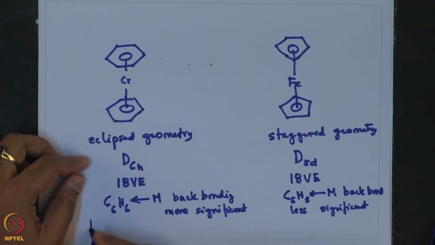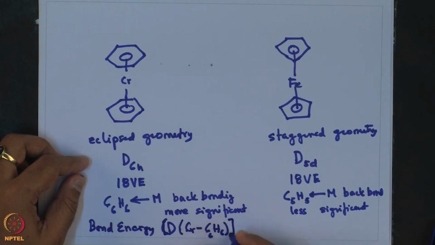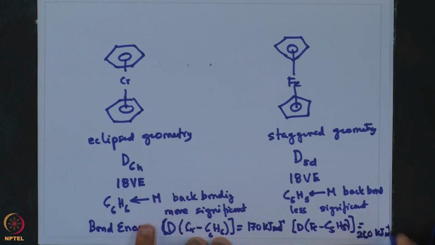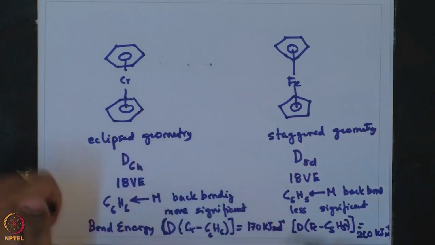Also the bond energy, the benzene chromium bond energy D Cr C6H6, is less, 170 kilojoule per mole, whereas in ferrocene, D Fe C5H5, the bond energy is 260 kilojoule per mole. So, now this Cp is more strongly bound.